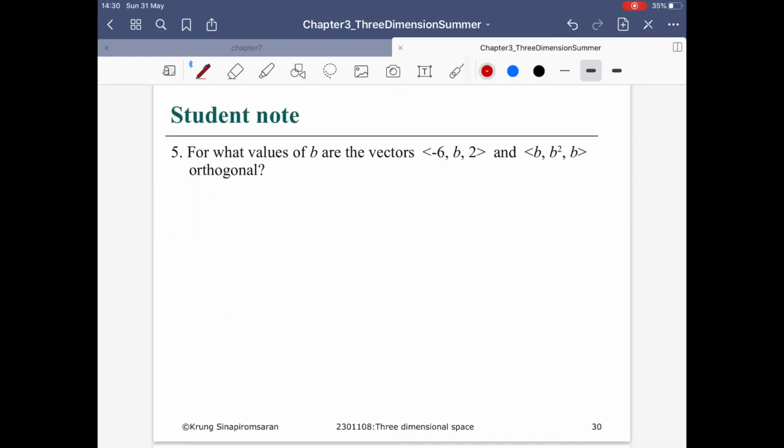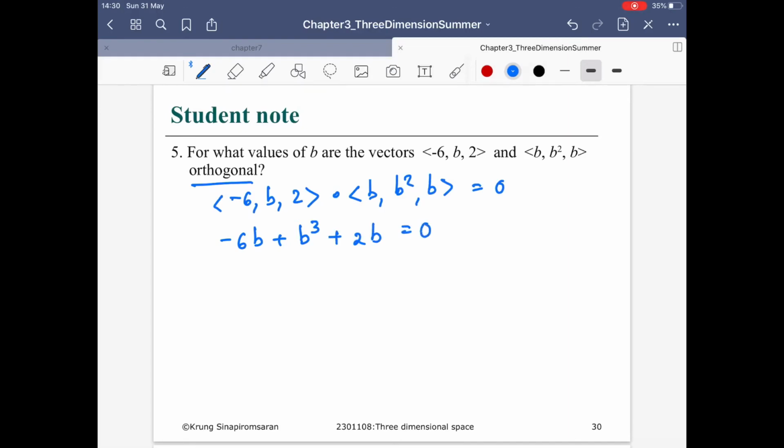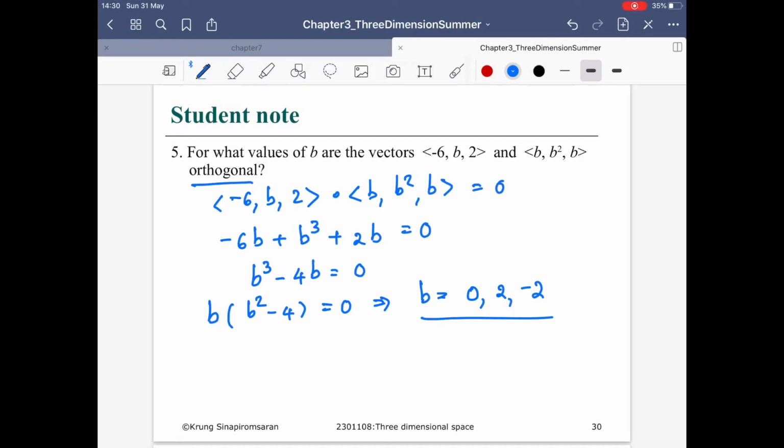Next, what if you need to find the value of b that makes these two vectors orthogonal? Orthogonal means that your two vectors dotted together must be 0. So this one you got -6b, you got b cubed, because when you dot, each component is multiplied, and then you got 2b, make it equal to 0, or you got b cubed minus 4b equals 0. So your b can be 0, 2 and -2. That will make these two vectors orthogonal, right?